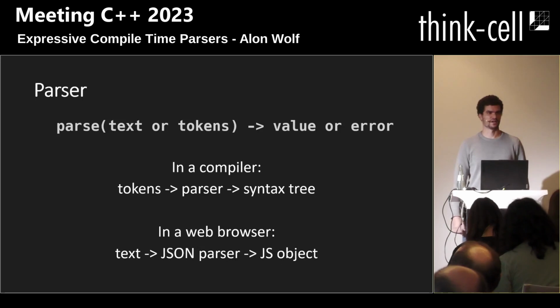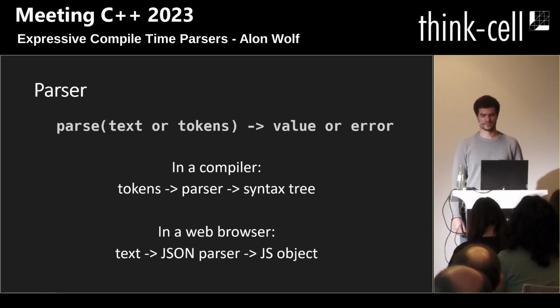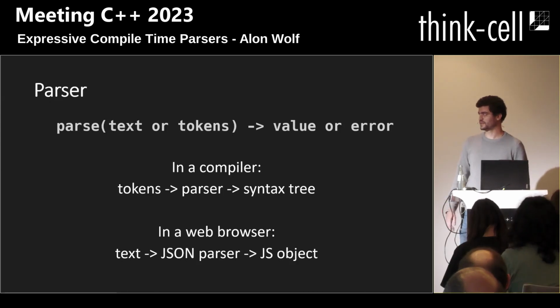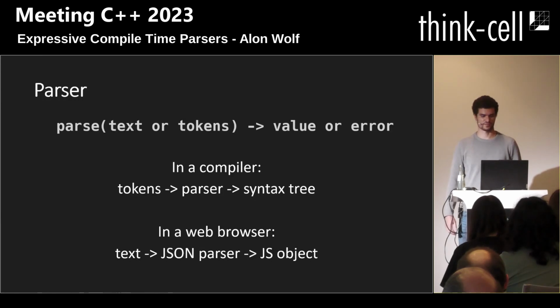Okay, so what is a parser? For our purpose, a parser is something that takes an input, like a text or tokens, and returns a value or a parsing error. For example, in a compiler, the text is converted by a tokenizer into tokens, which are then passed to the parser to create the syntax tree. Or in a web browser, we can use a JSON parser to convert text into a JavaScript object.